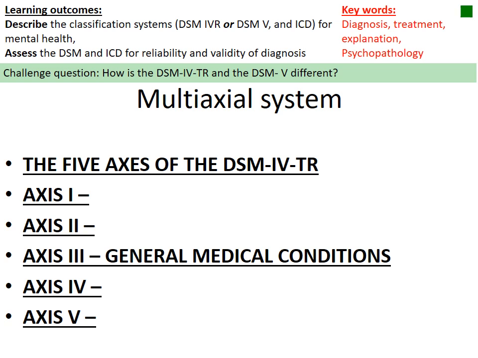A global assessment of functioning scale is applied from 0 to 100, where a low score denotes some danger of hurting themselves or other people, and a high score denotes a superior level of functioning.